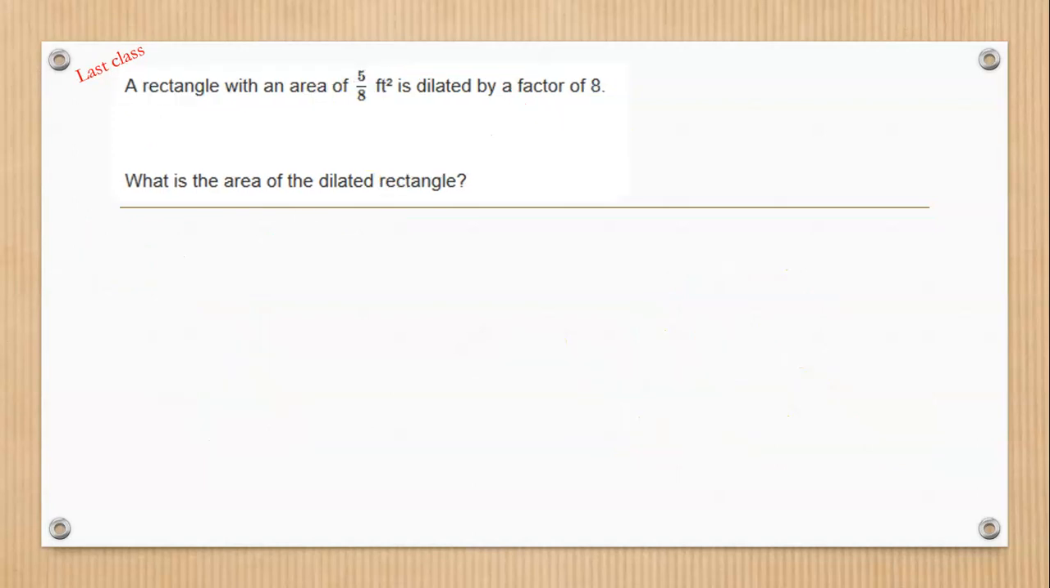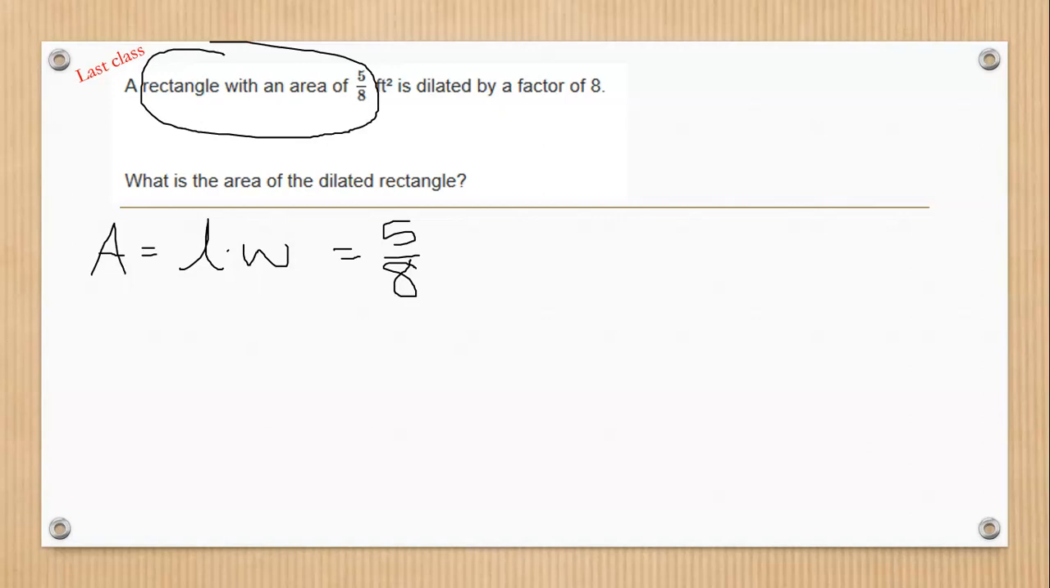Let's try another one. Here we have a rectangle with that area. So we remember the area formula for a rectangle is length times width. And it's telling us that equals 5/8. I just pulled this right from here. Area of 5/8. So we're going to dilate each of those lengths by 8. I see two lengths, right? The L and the W. So the total shape will be dilated by a factor of 64.